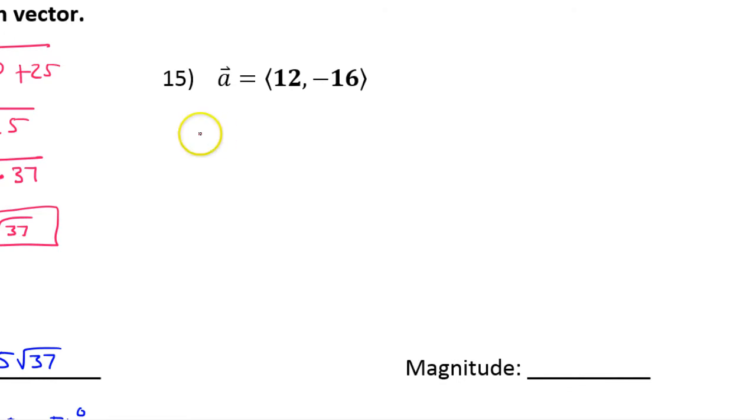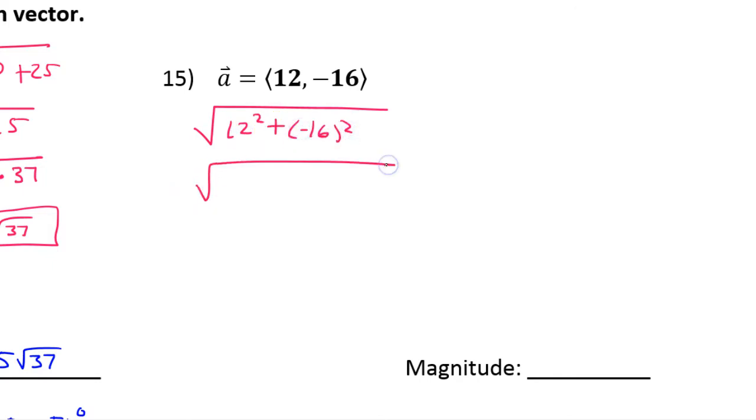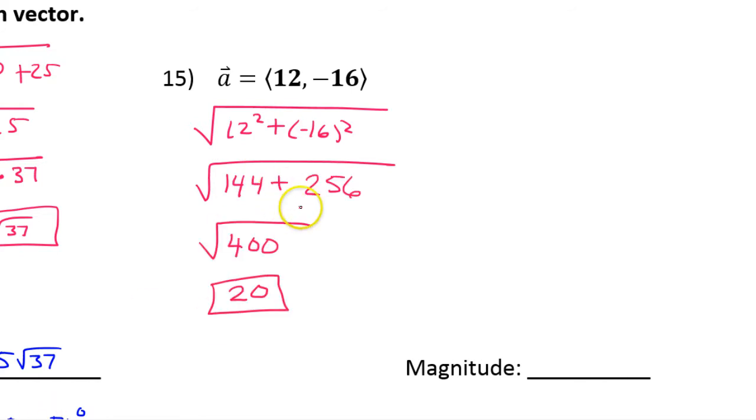Starting with the magnitude. The magnitude will be the square root of 12 squared plus negative 16 squared. So that'll be the square root of 144 plus 256. Add those up, you get 400. Take the square root, that's 20. So the magnitude is 20. Now let's find the direction.